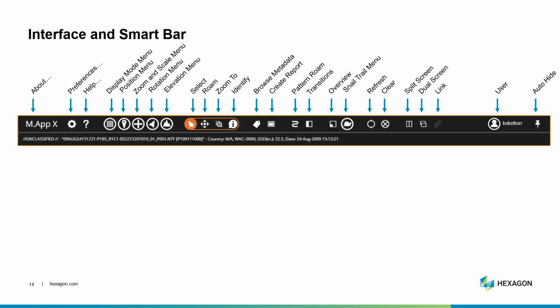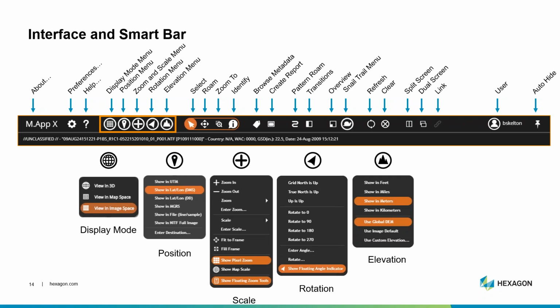The command bar, which is located at the top of the application, contains all the different tools that are required for an imagery exploitation workflow. The tools are organized in related groups, making it easy to find and navigate. The groups can be further expanded with drop-down menus containing additional functionality. The smart bar will also auto-resize if you are working on a smaller screen, consistently keeping the interface clean and compact.